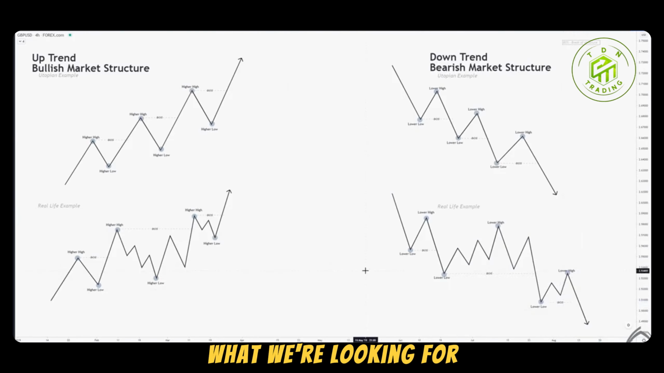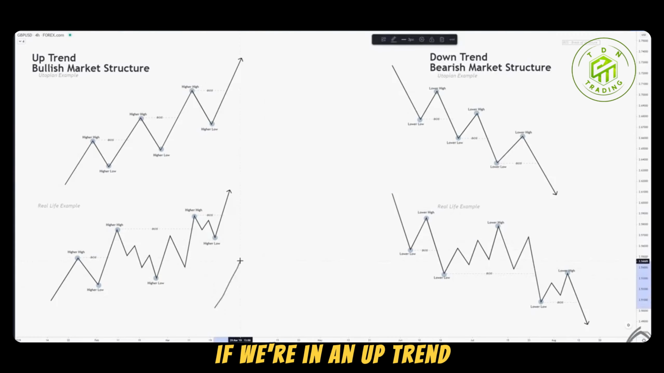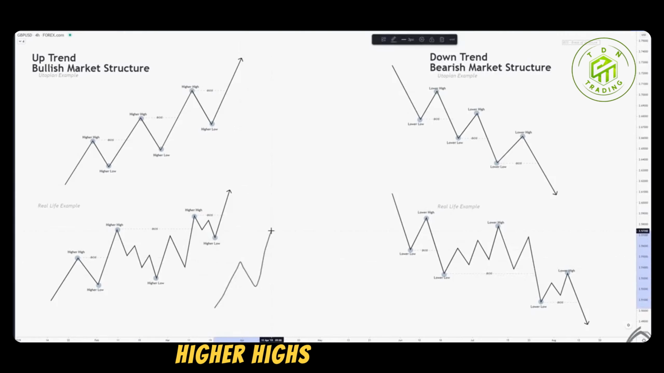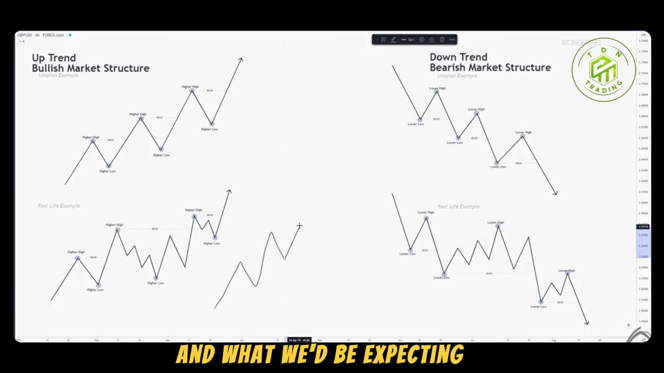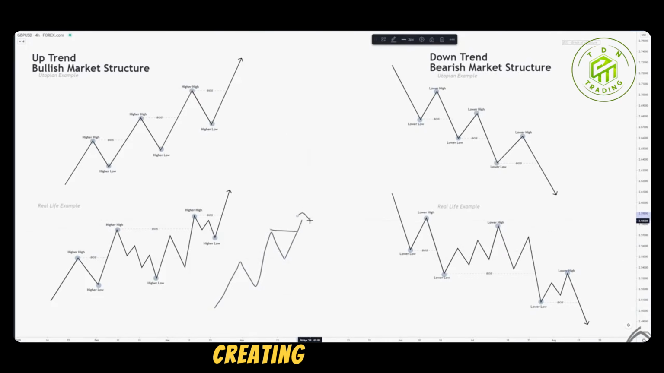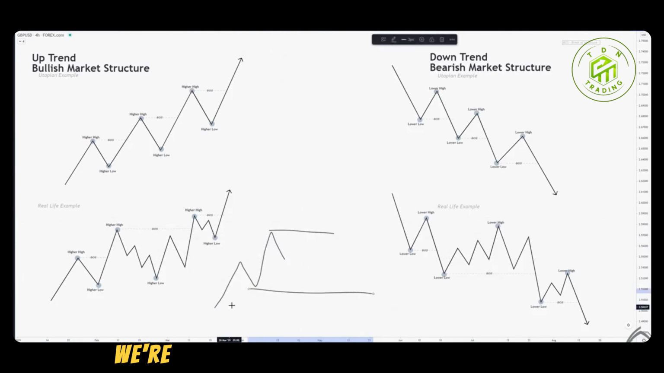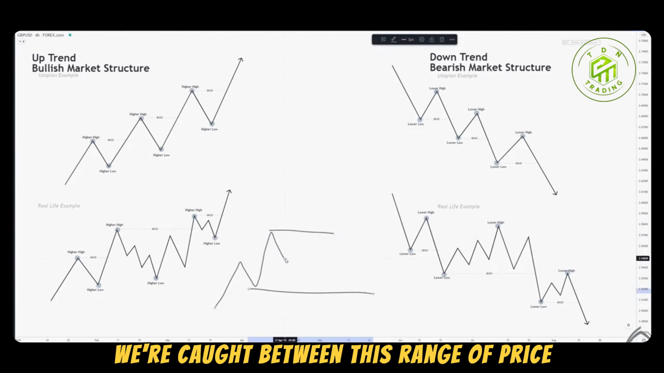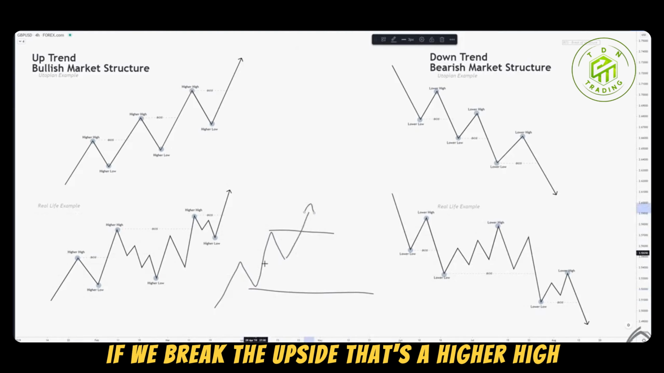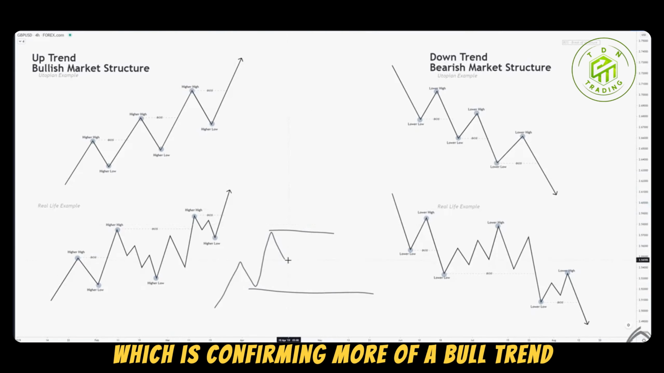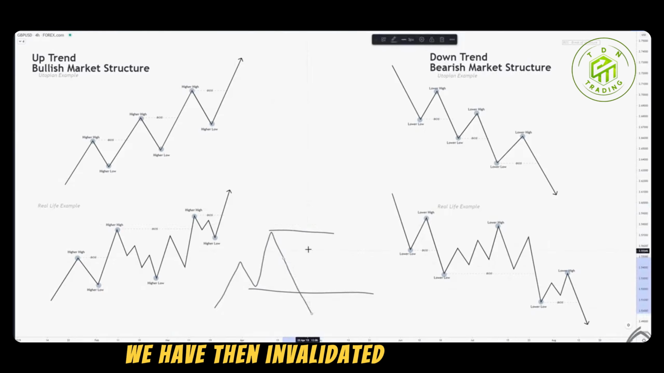So again, what we're looking for when we're mapping out our market structure, if we're in an uptrend, is higher highs and higher lows, higher highs and higher lows. What we're expecting once price creates a higher high is a pullback, a correction, or a retracement, whichever way you want to describe it. We'd then be expecting price to break that previous high, creating a higher high. But if price does not break that higher high, we're caught within this range of price. If we break to the upside, that's a higher high, which confirms more of a bull trend. But if we break to the downside, we have invalidated the bull trend and could potentially be switching bearish.